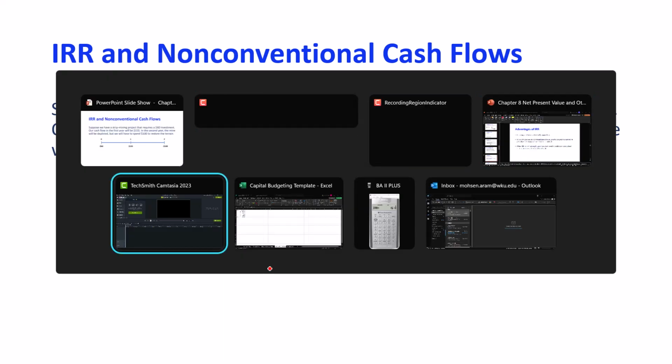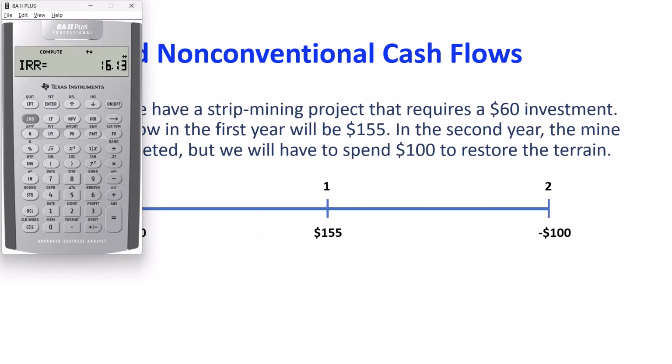like when we do it in the financial calculator, let's clear it first. So the project costs $60 today, and then we do 155 for year one, and then year two we'll have another cash outflow of $100, and then in this case when we calculate the IRR we get a 25% IRR.